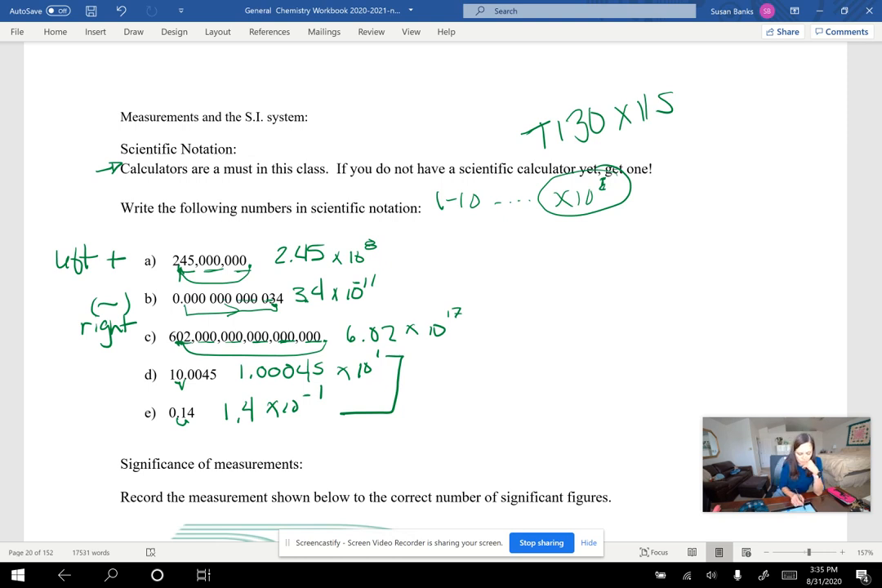I think it's worth just keeping it in normal notation because that's not super hard to read. That's not a lot of zeros. But these others, those are a lot of zeros, so it makes it harder to read. So scientific notation is easier to read when you have a lot of zeros.